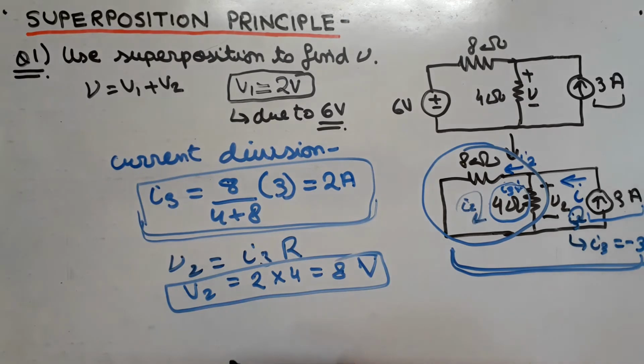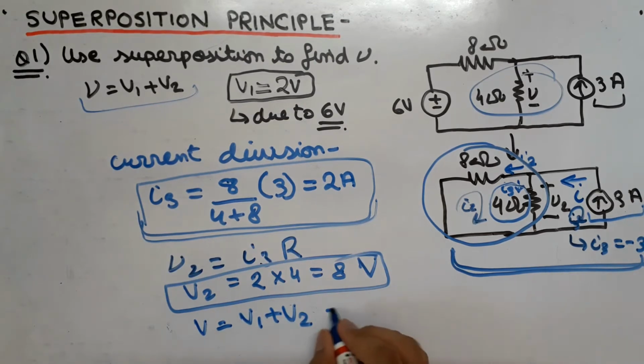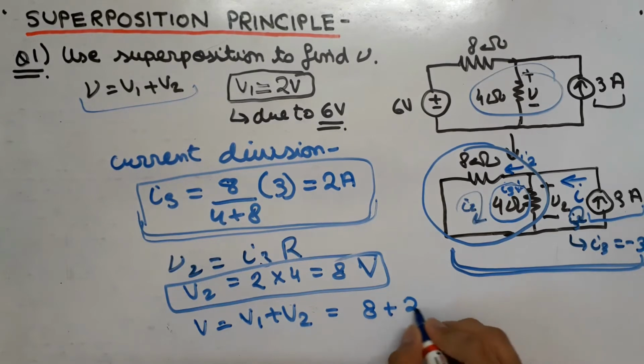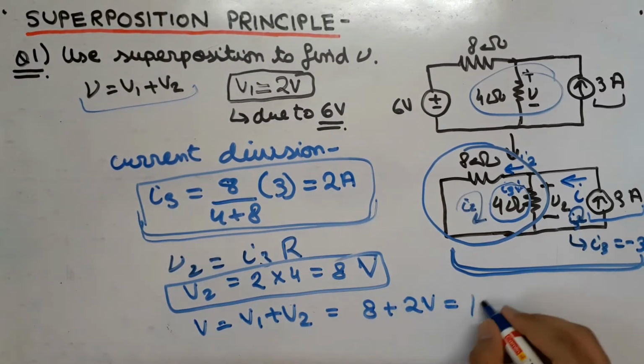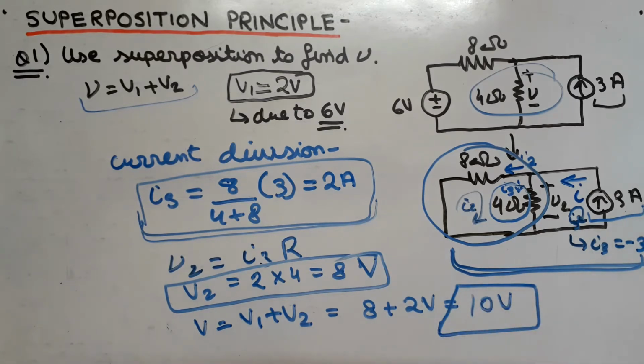Now we will apply the third step that we discussed in the working steps. That is, V will be equal to the algebraic sum of V1 and V2. That is 8 plus 2 volts, which will come out to be 10 volt. So our final answer is 10 volt. Now we are going to do another question which is a bit tricky and a little more difficult than this question, where we will also have a dependent source.